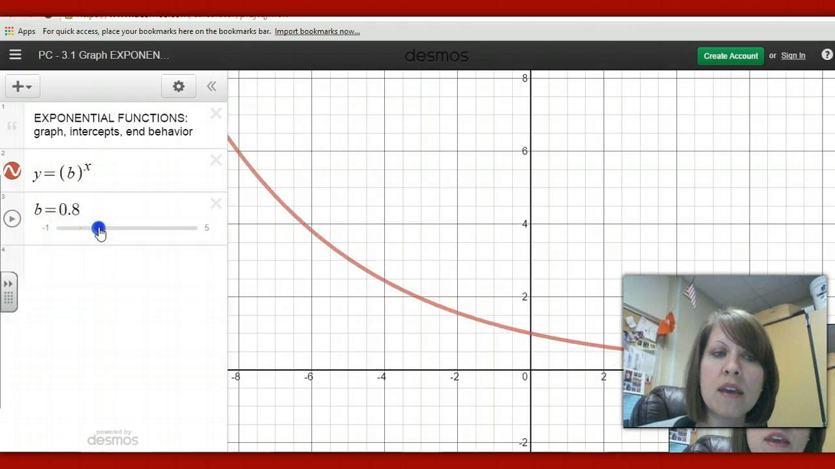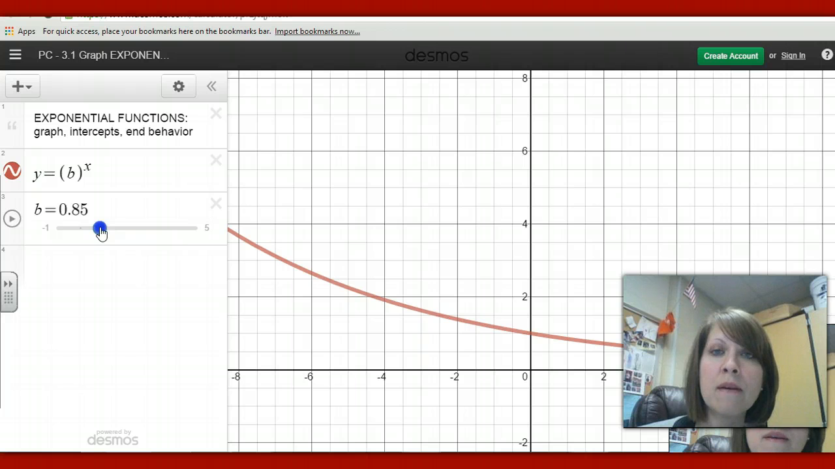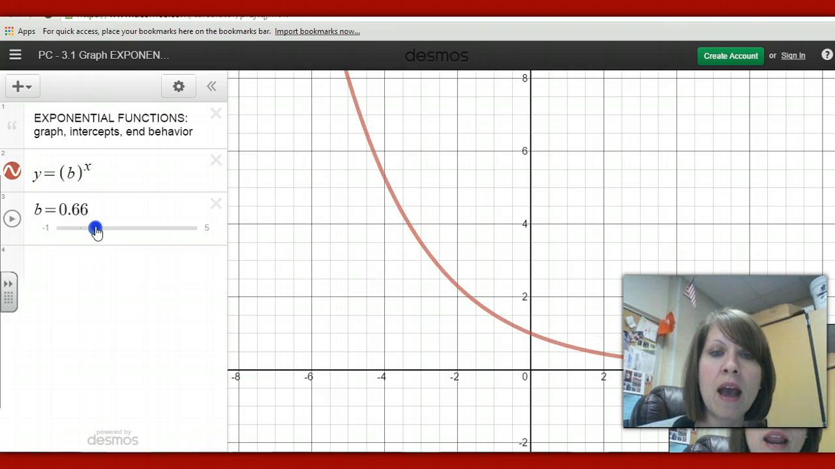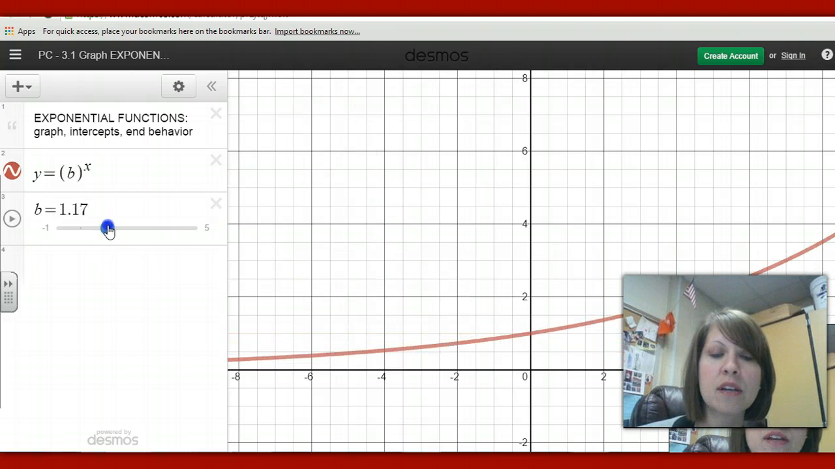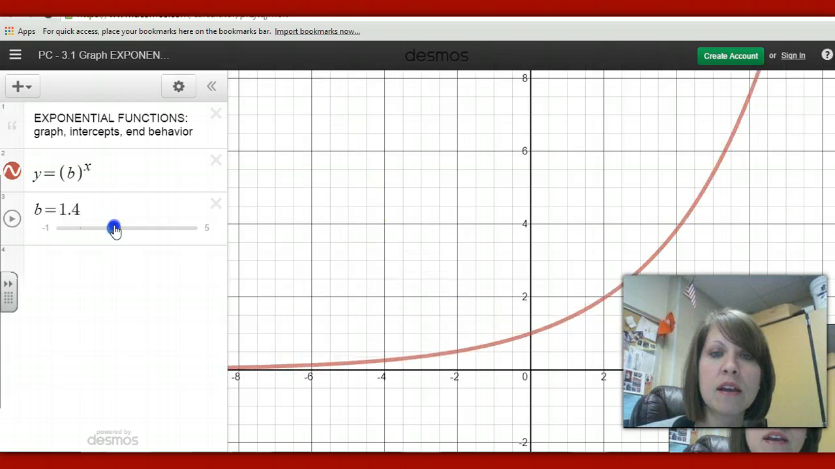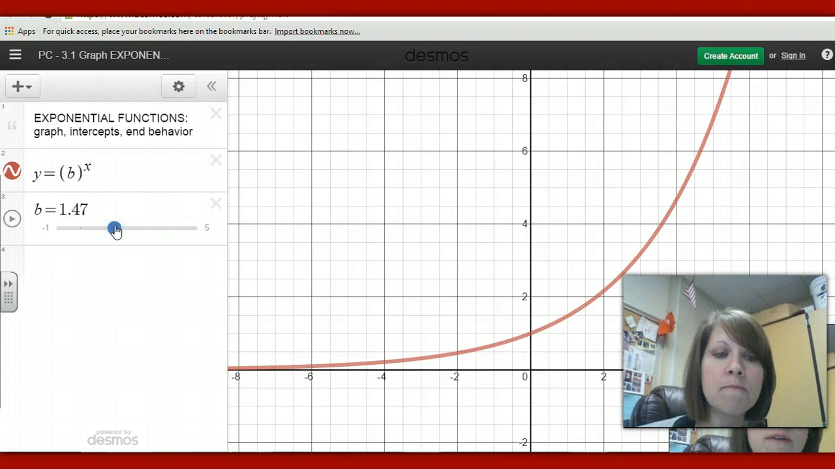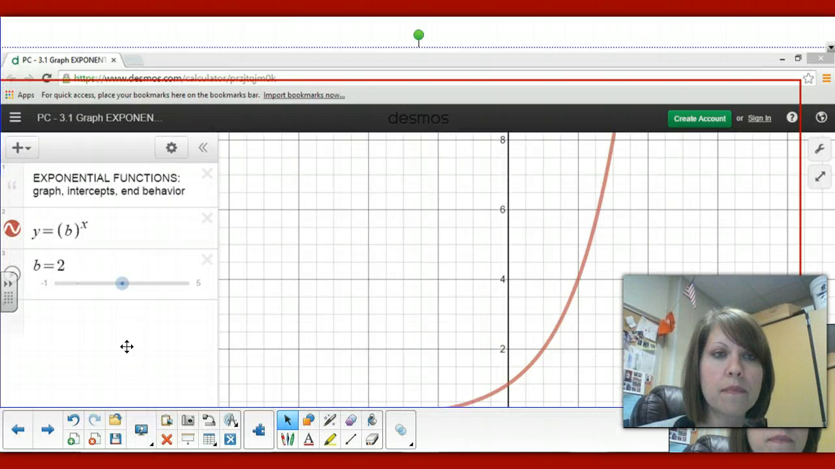Remember the acceptable values for b? b couldn't be negative, but b also couldn't be 1. 1 is where the switchover happens. Right now it's decreasing, now it's increasing. Decreasing, increasing. Okay? Again, you can go to the link and you can play with this if you would like.